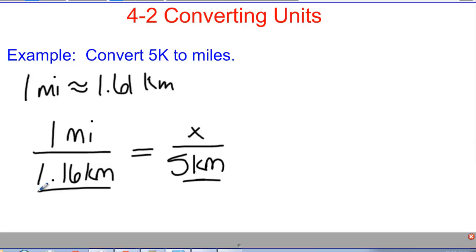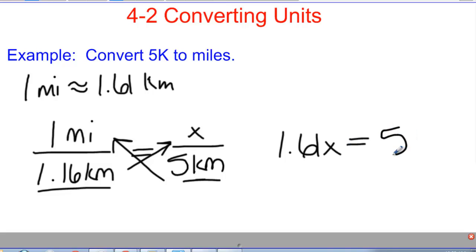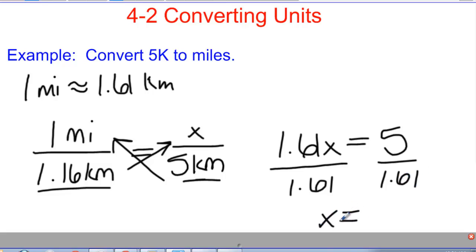So I'm going to cross multiply here. I'm going to multiply this way and then this way, and so I will get 1... oops, I wrote that in there wrong, didn't I? It should be 1.61x, and that's going to be equal to what I get when I multiply the other way, which is 5 times 1, which is 5. So I'm going to divide both sides by 1.61, and that will give me x equals, and now I need to use a calculator.